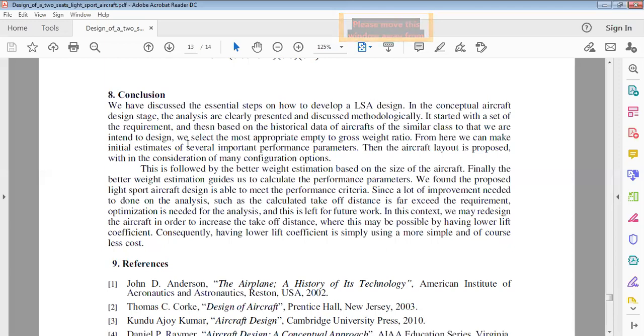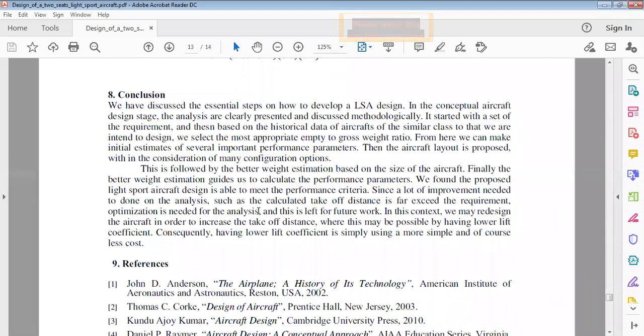Finally, the better weight estimation guides us to calculate the performance criteria. Since a lot of improvement is needed in the analysis, such as the calculated takeoff distance exceeding the requirement, optimization is needed, and this is left for future work. In this context, we may redesign the aircraft in order to reduce the takeoff distance, which may be possible by having a lower lift coefficient. Consequently, having a lower lift coefficient means using a simpler and, of course, less costly design.